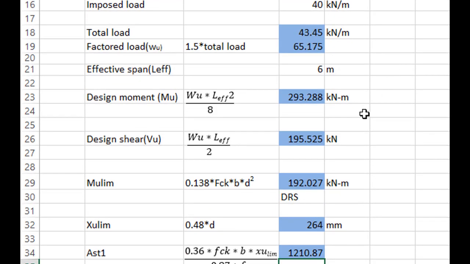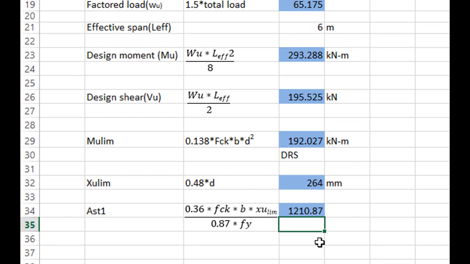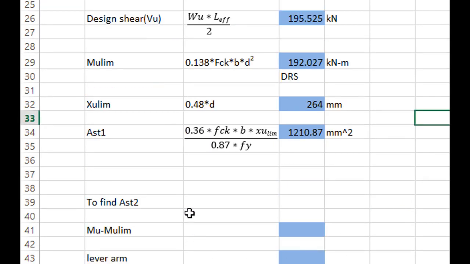So if we add all this, then we get the value of 1210 mm square. Okay, AST1 we have calculated successfully. Now we need to go for the calculation of AST2.